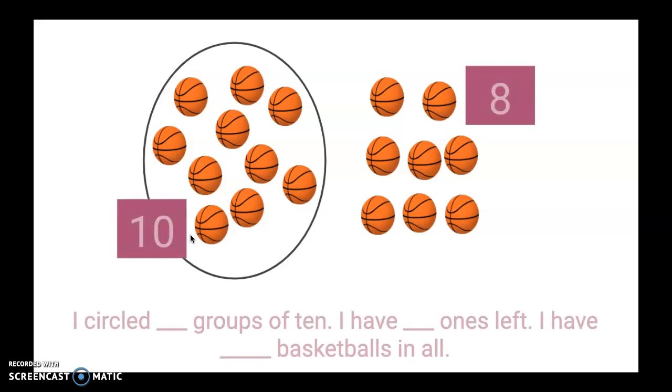Let's see if you can fill in my sentence stem. I circled blank groups of 10. I have blank ones left over. I have blank basketballs in all.